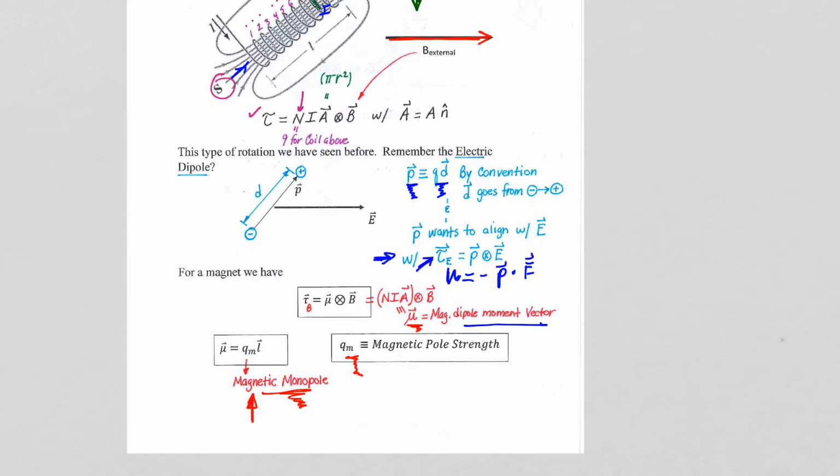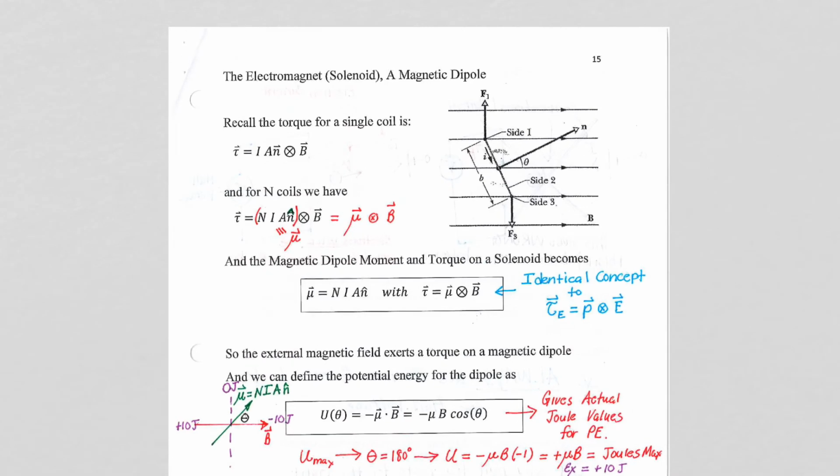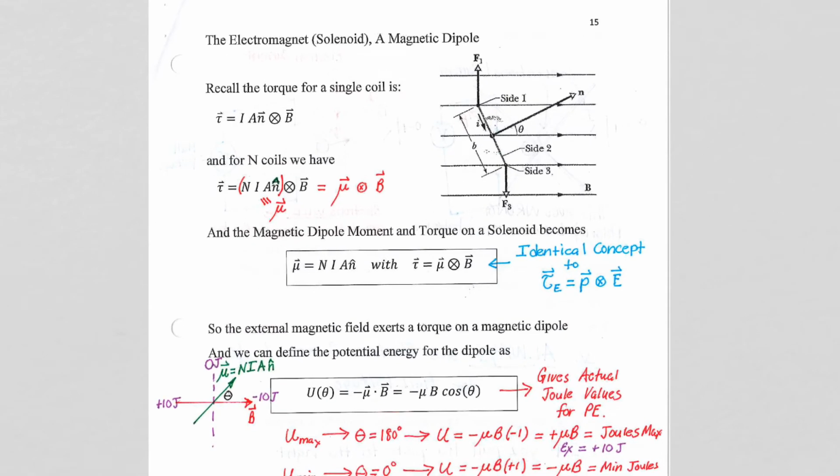Okay, so let's see what introducing our magnetic dipole moment vector does for us relative to making it easier to visualize these rotations. If we go back and think of the rotation of the coil in the magnetic field, and I'm certainly not going to go back through the derivations again, we just talked about that. So we have the torque is NIA, where A is the area vector, that green area vector.